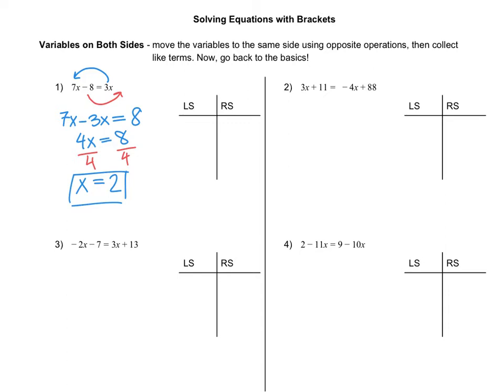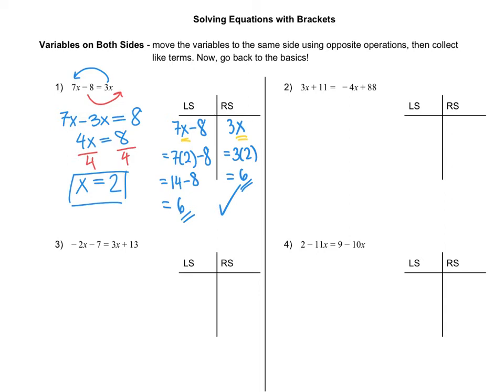And this check will be slightly different than the 1 and 2 step equations because we do have variables on both sides of the equal sign. So on the left side, I have 7x minus 8, and on the right side, I have 3x. Wherever I see the x, I'm going to replace it with the 2 that we just found. So 7 times 2 minus 8. 7 times 2 is 14, and when I subtract 8, I get 6. Let's see what happens on the right side. I'm going to replace the x with a 2, and 3 times 2 is 6, and they match. So I am confident in my work.